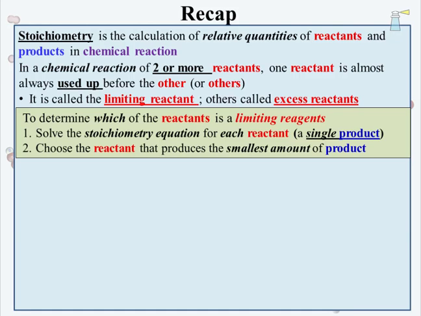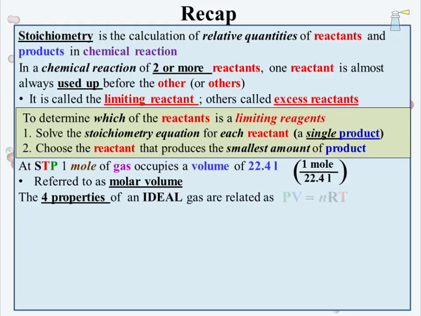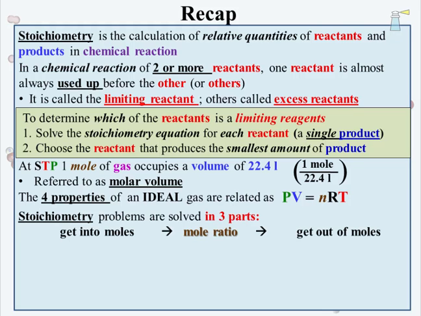The other major topic of the lecture was gas stoichiometry. At standard temperature and pressure, 1 mole of gas occupies a volume of 22.4 liters. The ratio of moles of a gas to its volume is referred to as a molar volume. The 4 properties of an ideal gas are related as PV equals nRT. That is referred to as the ideal gas law. Stoichiometry problems are solved in 3 parts. Commonly, they are summed up in the refrain, get into moles, mole ratio, get out of moles. The central part is the mole ratio and is only affected by the balanced chemical equation.